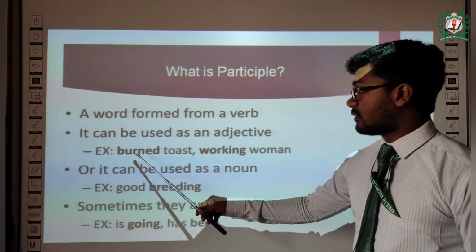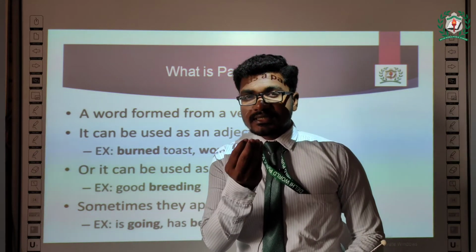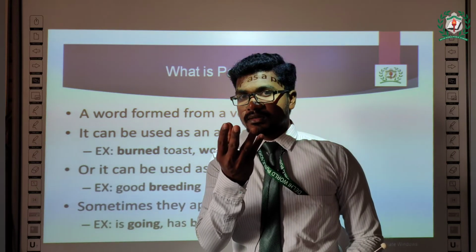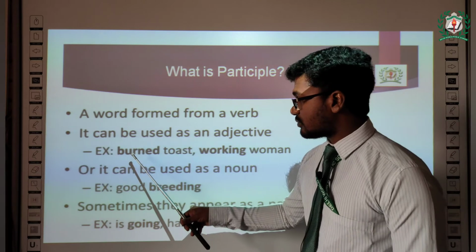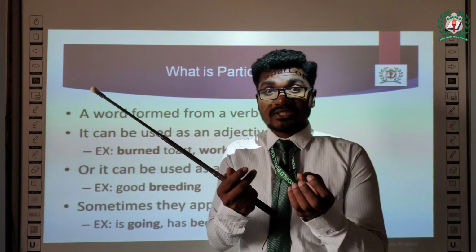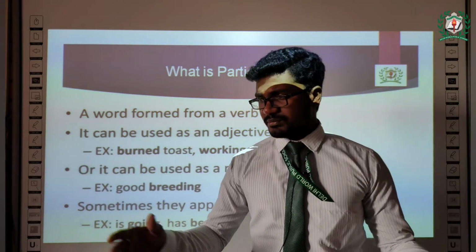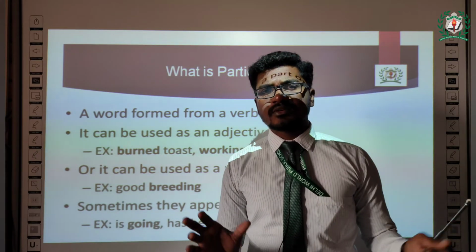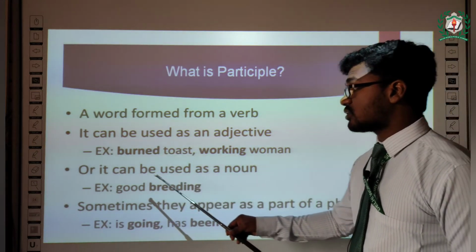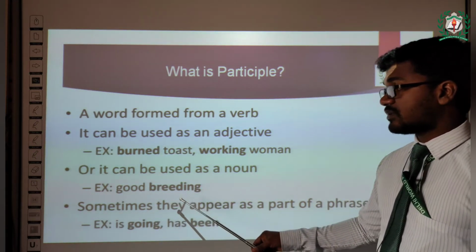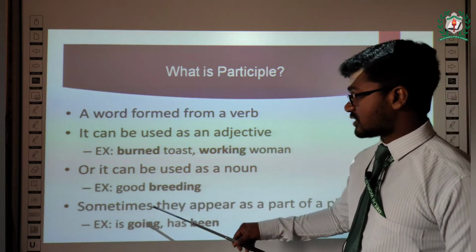Example, you see: burned toast. Burn is a verb, so here it is used as an adjective. Burned toast, the toast which is burned. Working women. Many women are there, but working women are very few. Or it can be used as a noun. Good breeding. This participle can be used as a noun as well.